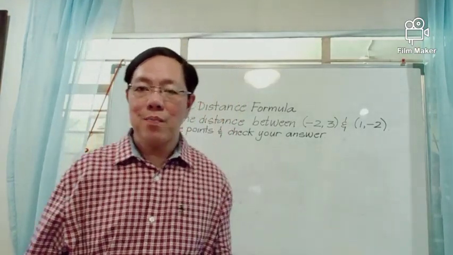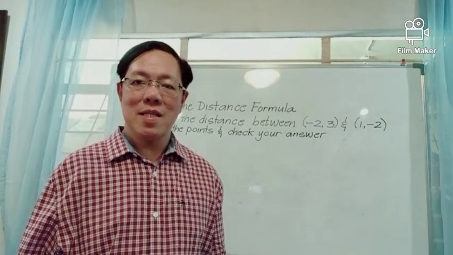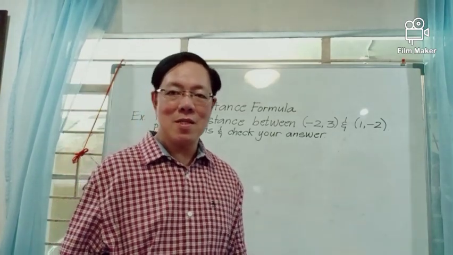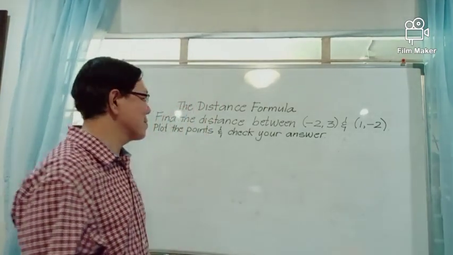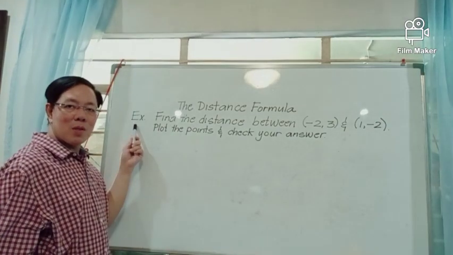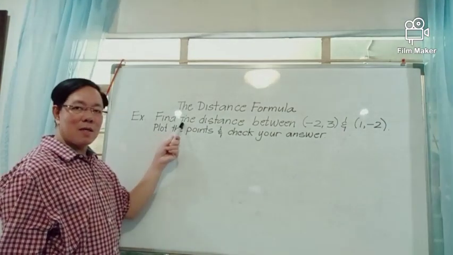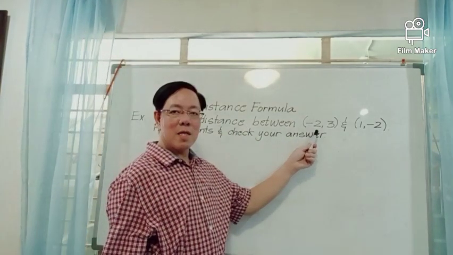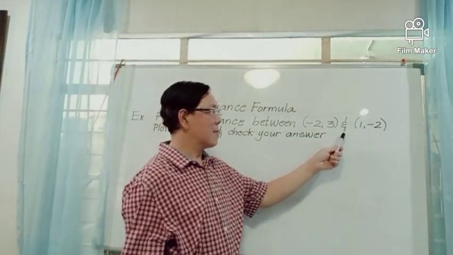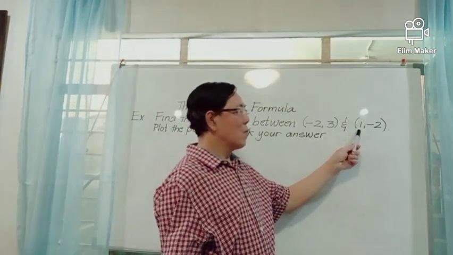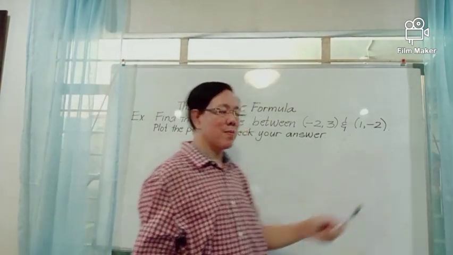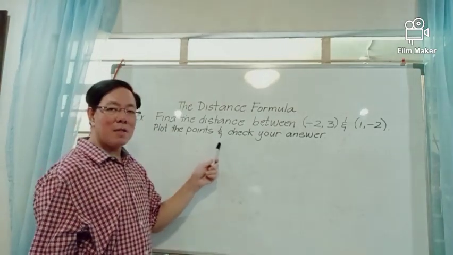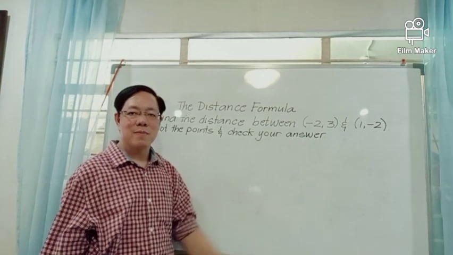We now take an example for getting the distance between 2 points in the Cartesian plane. Consider the following example. Example: find the distance between negative 2, 3 and 1, negative 2. Plot the points and check your answer.